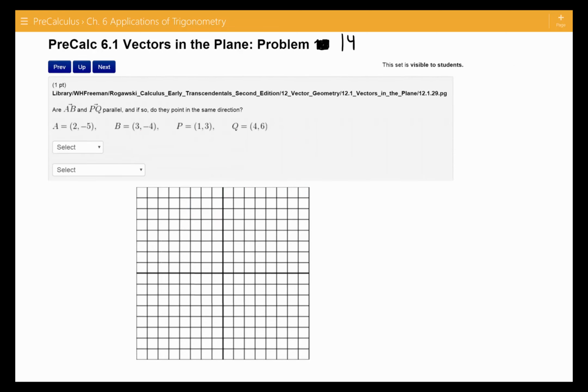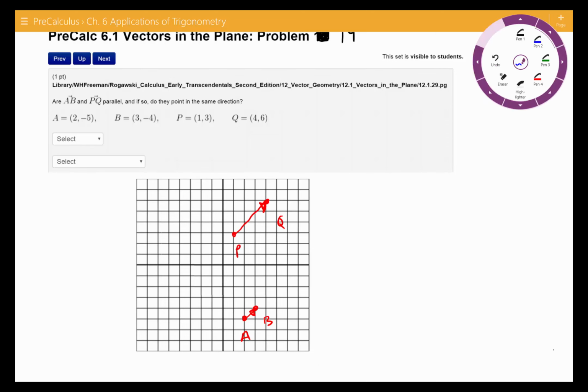Okay, the next problem wants to know if vector AB and vector PQ are parallel, and if so, do they point in the same direction? So I'm going to graph all 4 of these points real quick. From A to B is this little blue vector here, a little hard to see, and then P to Q is this vector here. They do go in the same direction, and they are parallel. You can tell because they go on a diagonal of up 1 over 1, a slope of 1, which is like a 45-degree angle, because these are both isosceles right triangles. A little hard to see the small one, but that is a 45-degree angle.